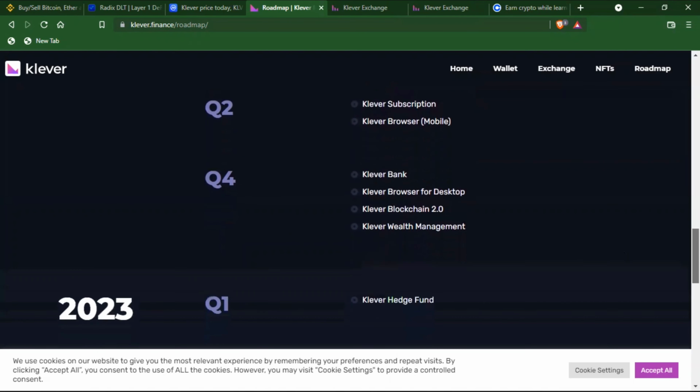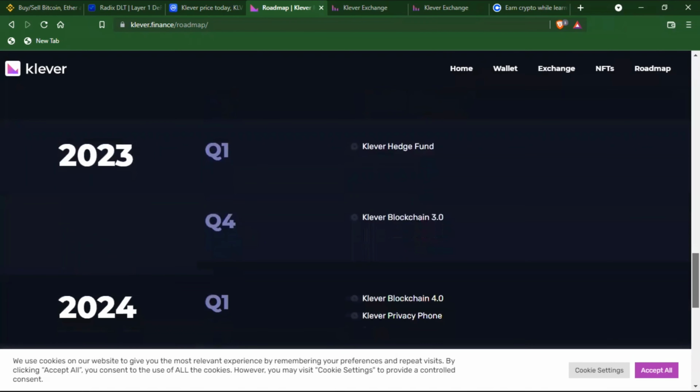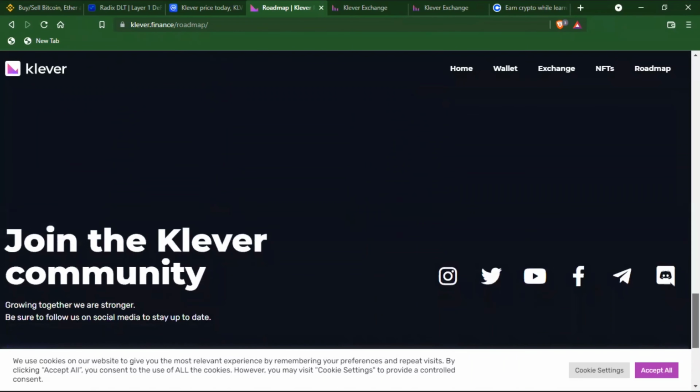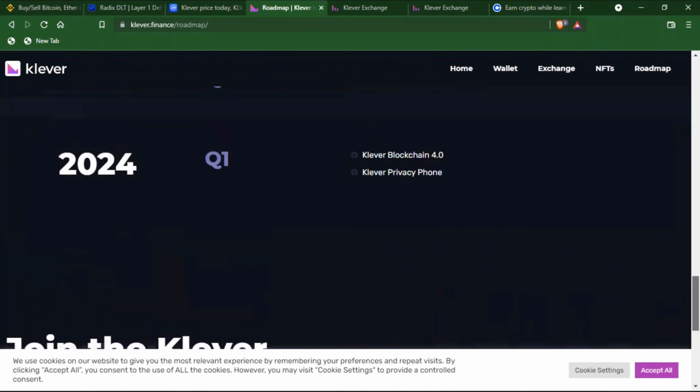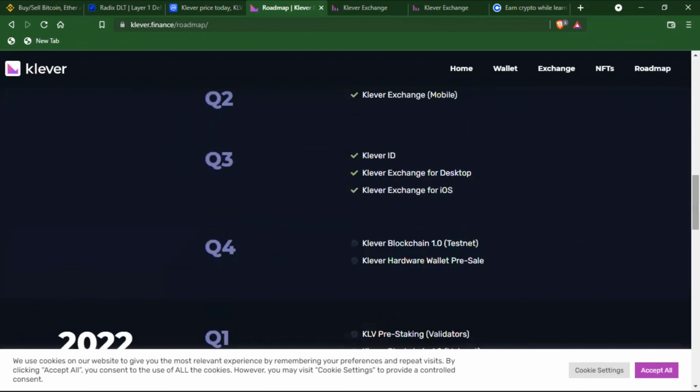So the roadmap is pretty detailed, up to 2023, 2024. And you can join the Klever community, which I'm a part of. I'm in the Discord, in the Telegram channel. I joined their Twitter spaces and all of that. So you have to look out for all of those things.